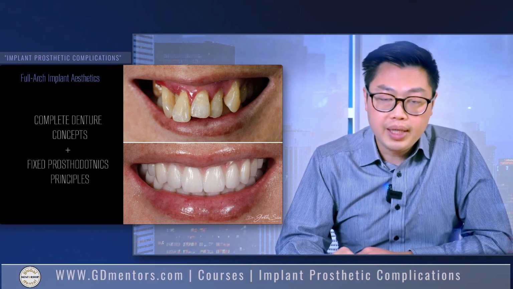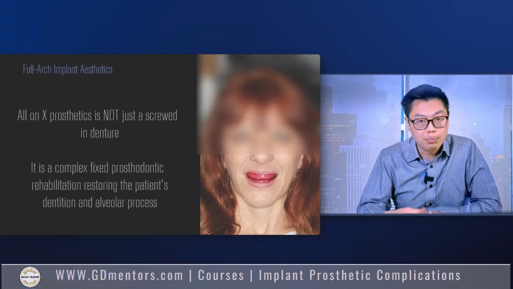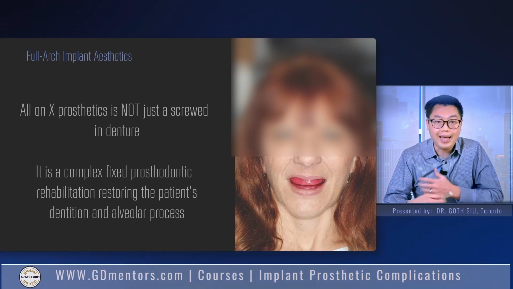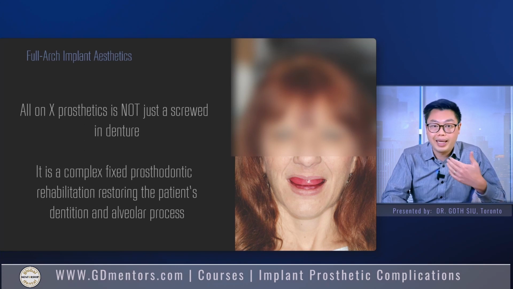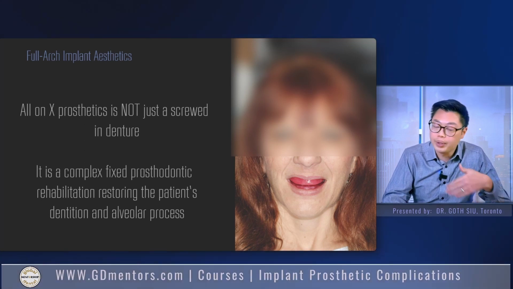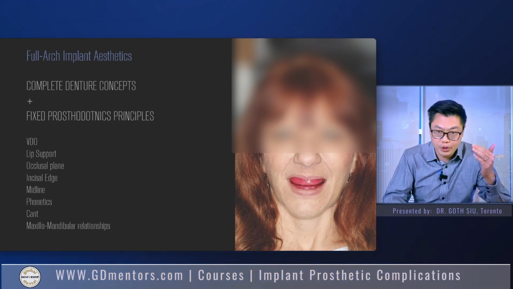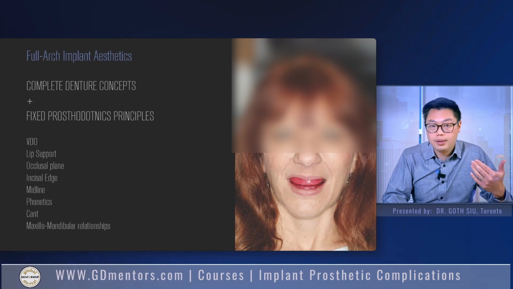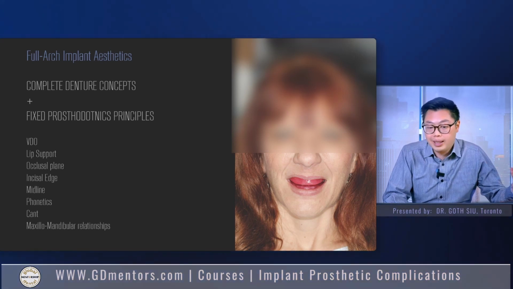So these restorations are not just a denture screwed in. It is a complex fixed rehabilitation, restoring the patient's dentition and the alveolus, right? It's not just teeth now. You're actually replacing the patient's alveolus, right? Which affects speech, lip support, facial form. So you're looking at things like vertical dimension, incisal edge position, midline, phonetics, cant. A lot of these things are actually related to dentures.